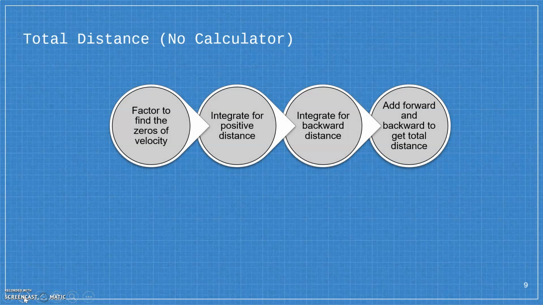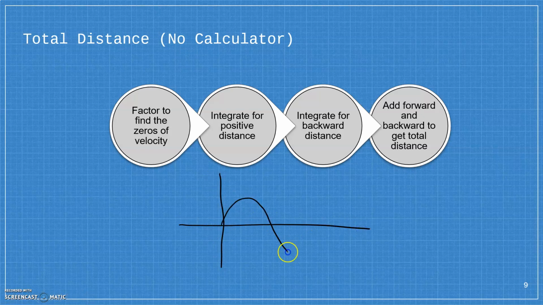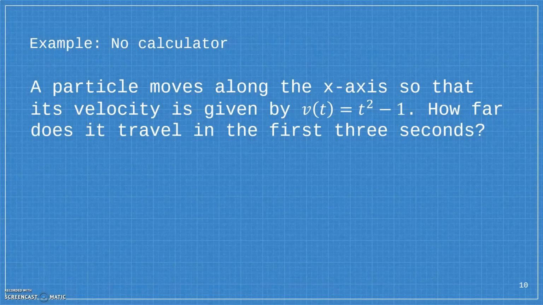If you have no calculator, then it's actually quite a process. In order to do total distance, you need to factor your velocity function to find the zeros. Then you're going to integrate your positive distance, and you're going to integrate to figure out your backwards distance. And this might be more than 2 integrals, depending on how your function is. So like if your velocity function looks like this, you might be doing a whole bunch of integrals. And then you're going to add your forward and your backward distance to get your total distance. So we'll do an example of that.